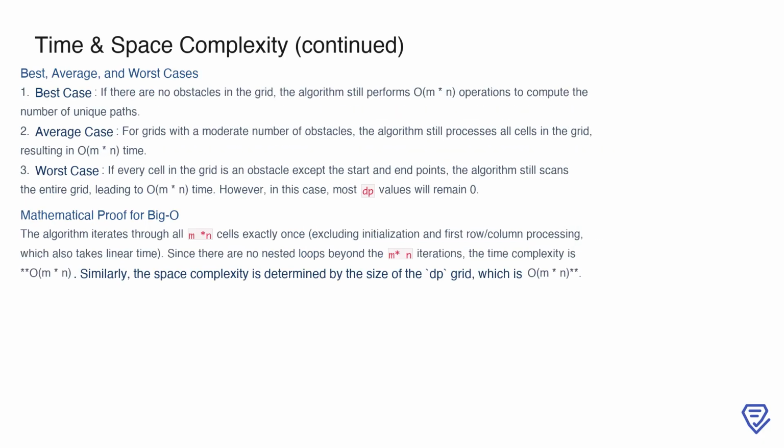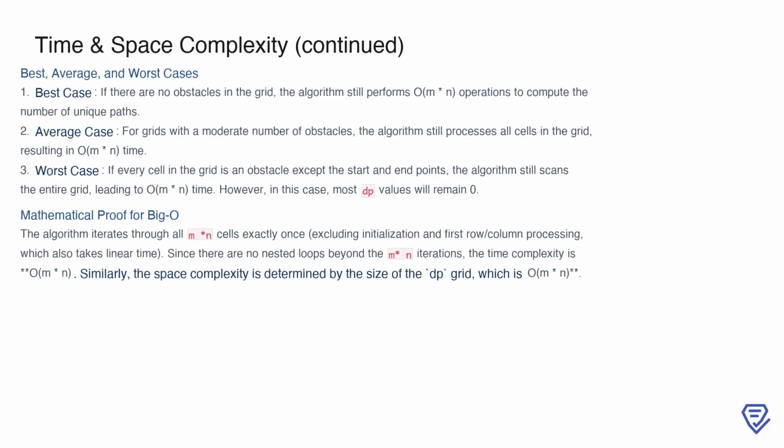Let's consider the best, average, and worst cases for this algorithm. In the best case scenario, where there are no obstacles in the grid, the algorithm still performs O(m*n) operations to calculate the unique paths. For the average case, where the grid contains a moderate number of obstacles, the algorithm processes all cells regardless, resulting in the same O(m*n) time. Even in the worst case, where every cell except the start and end points is an obstacle, the algorithm still scans the entire grid, leading to O(m*n) time.